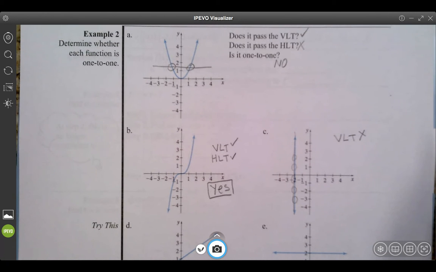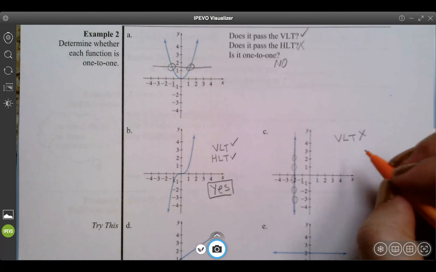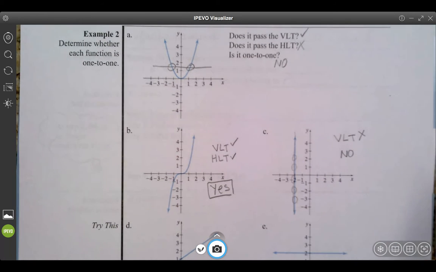I don't even have to ask about the horizontal line test because it already failed one of the tests. Therefore, no, this is not a one-to-one function. So you're doing both tests, and if it passes both tests, then it is a one-to-one function. If it fails even one of the tests, then it is not one-to-one.